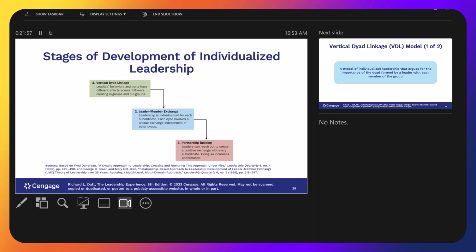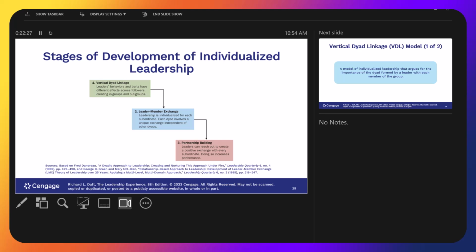So when you look at number one, leaders' behaviors and traits have different effects across the followers, creating in-groups and out-groups. So if you have somebody, based upon the leader's behavior is going to determine the in-groups and out-groups, where people fall, how you treat them. Leader-member exchange: leadership is individualized for each subordinate. Each dyad involves a unique exchange independent of the other dyads. So this is where your relationship is unique to the person that you're dealing with. And partnership building: leaders can reach out to create a positive exchange with every subordinate.